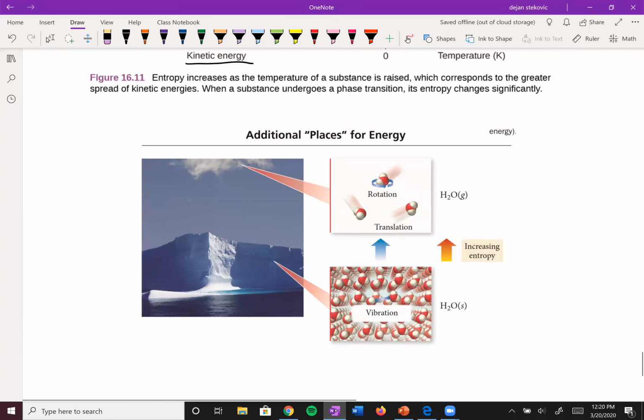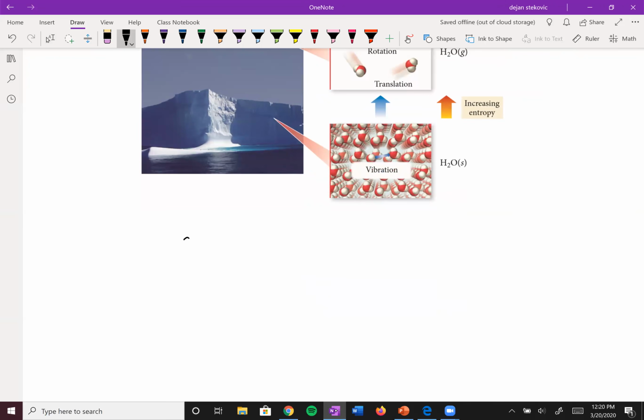So again, when you have a phase transition, think about what ways you can organize this. How many microstates do you have? Do you have more? Do you have less? And then you can see whether your state is increasing or decreasing in entropy.